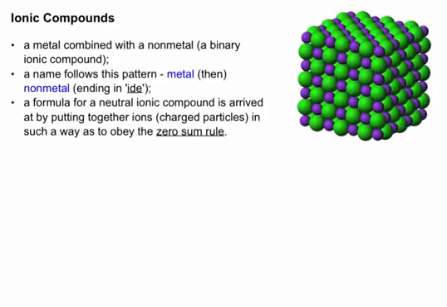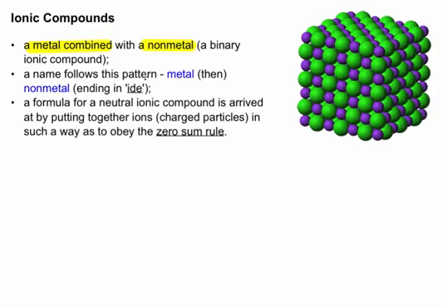All right? So, ionic compounds, binary ionic compounds. So, a metal combined with a nonmetal. Binary simply meaning we're only talking about 2 different atoms here, or 2 different ions. Pretty straightforward in terms of the process.